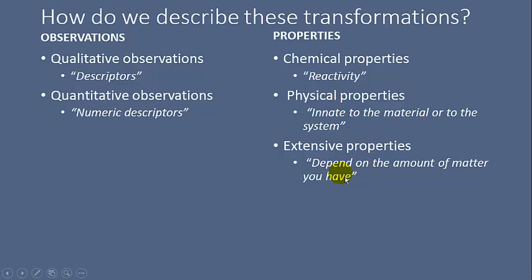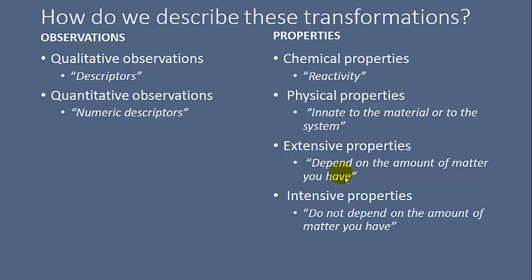Extensive properties are properties that depend on the amount of matter you have, and intensive properties are properties that do not depend on the amount of matter you have. In our lecture notes that we will go over, we'll give you some examples of extensive and intensive properties.